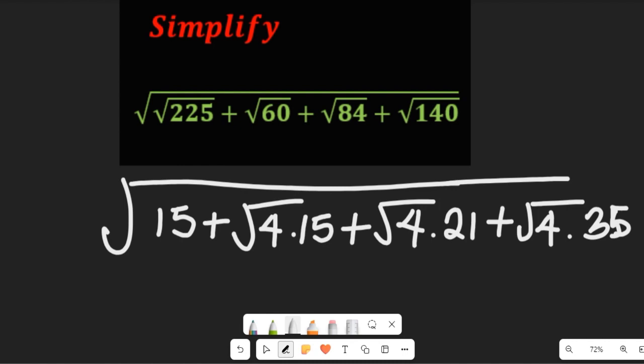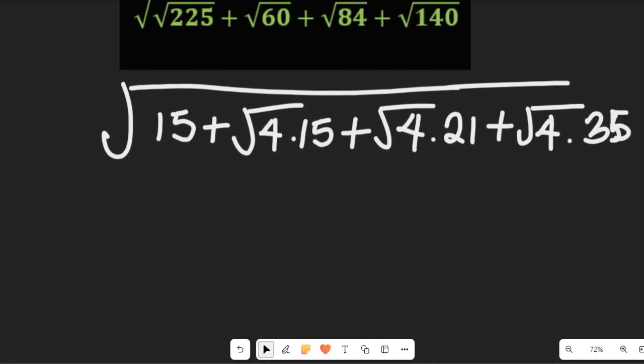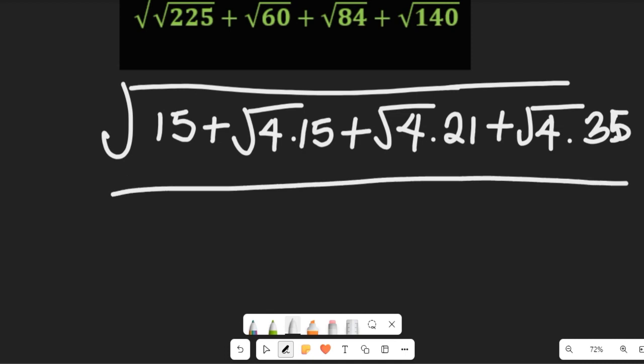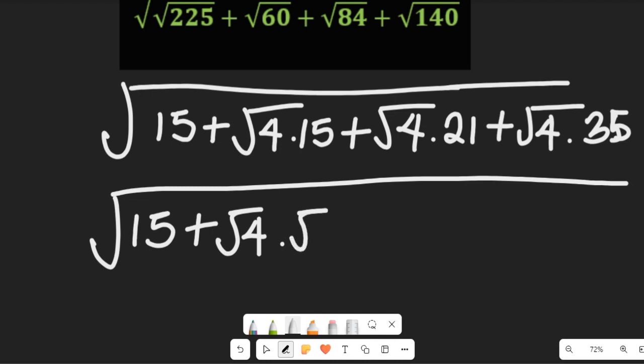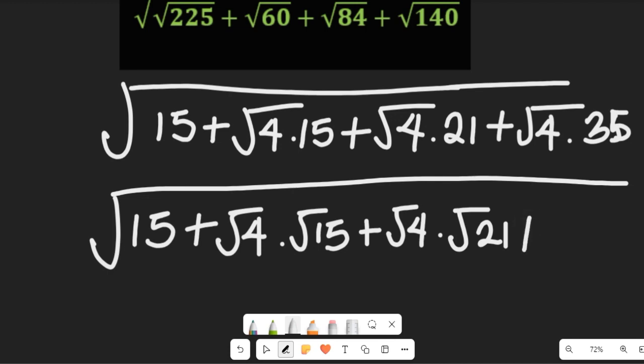So having done that, the next thing we are going to do is to simplify further. We're going to break the whole square root. So if we break the whole square root, we'll have 15 plus the square root of 4 multiplied by the square root of 15, plus the square root of 4 multiplied by the square root of 21, plus the square root of 4 multiplied by the square root of 35.